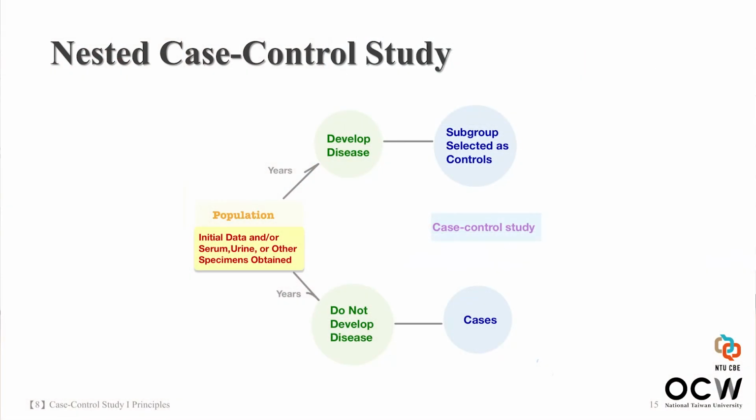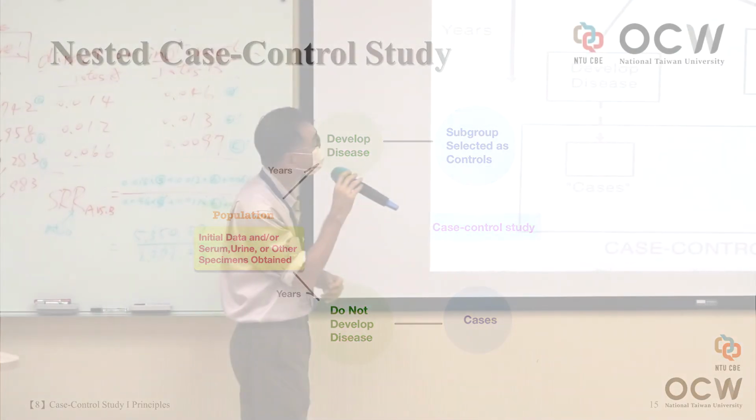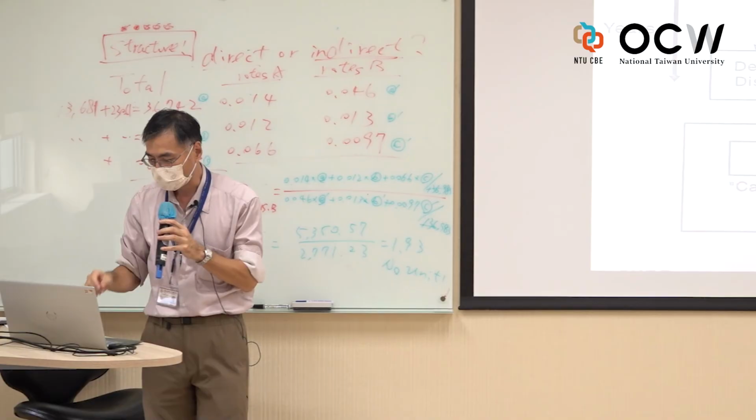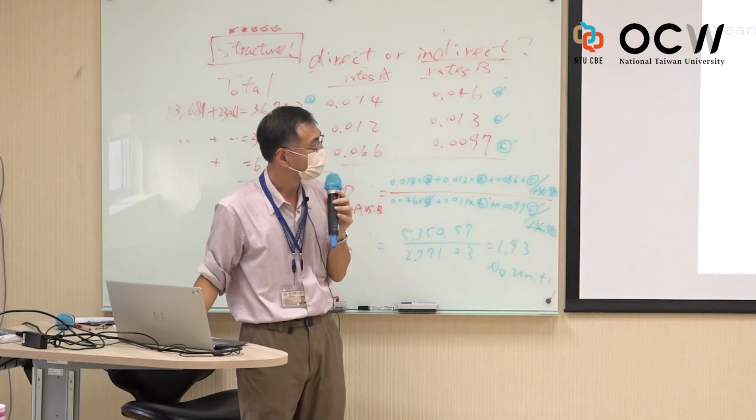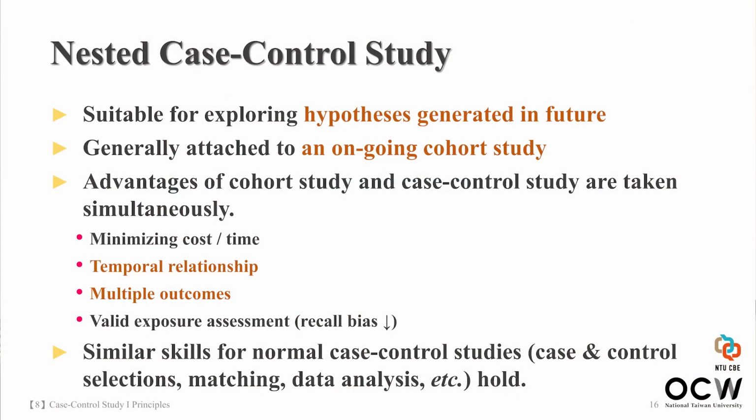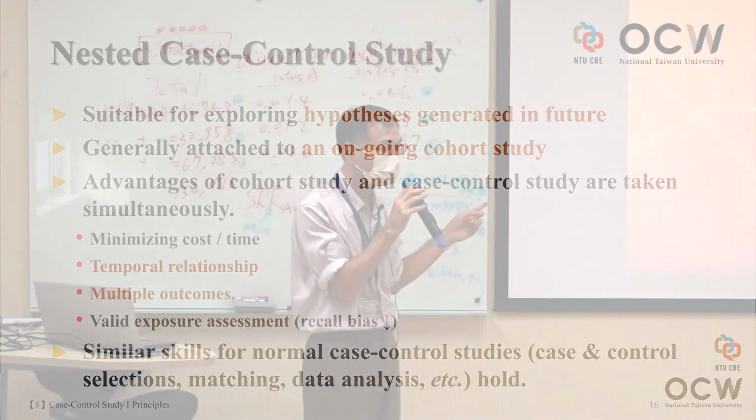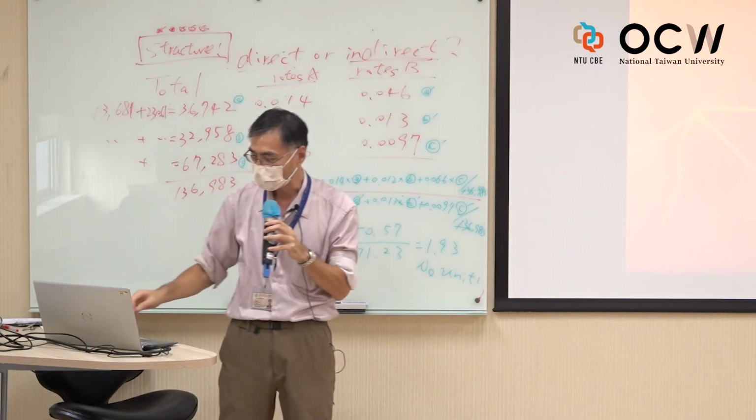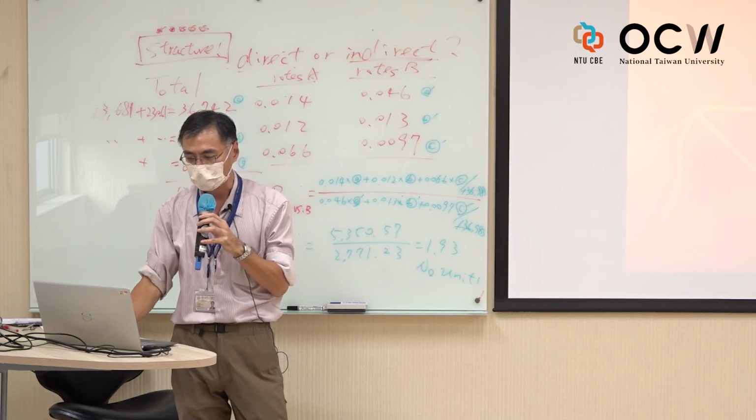Then we simply compare the identified cases to a subgroup of selected controls. They don't have the disease. Okay, so this is a cohort study fashion, but we do it with a case control study framework. Then we could check what happened afterwards, and it would also satisfy the temporal relation. So the nested case control study design is suitable for exploring hypotheses generated in the future. Because we have all the information put in the fridge.